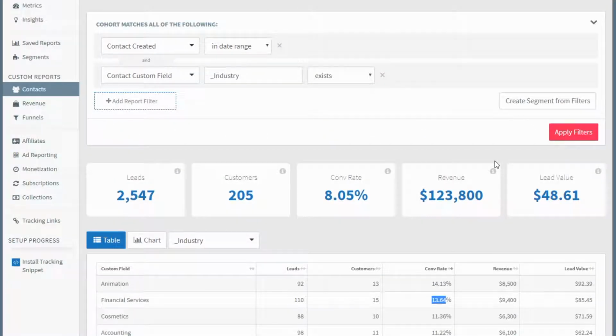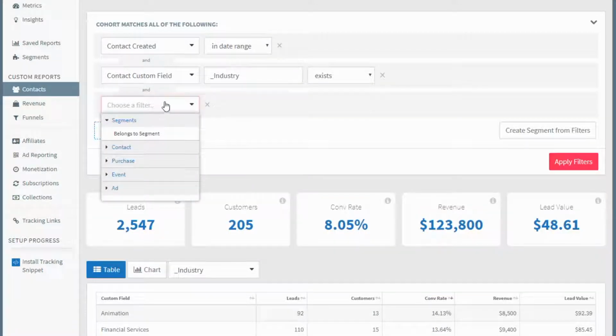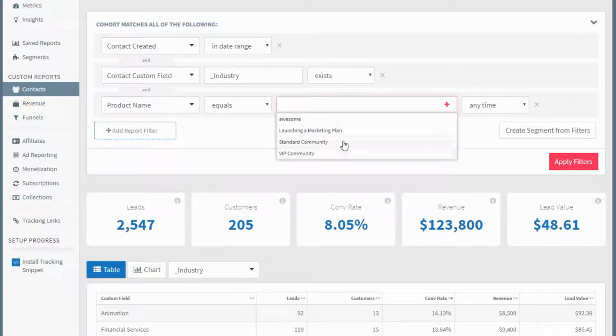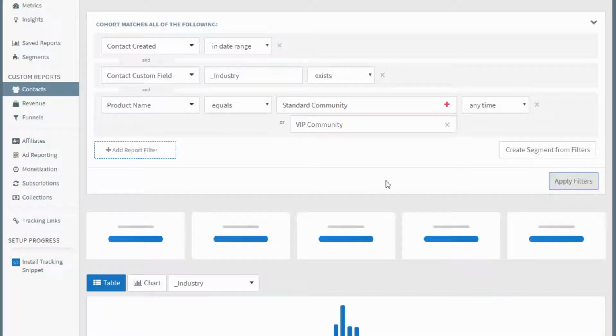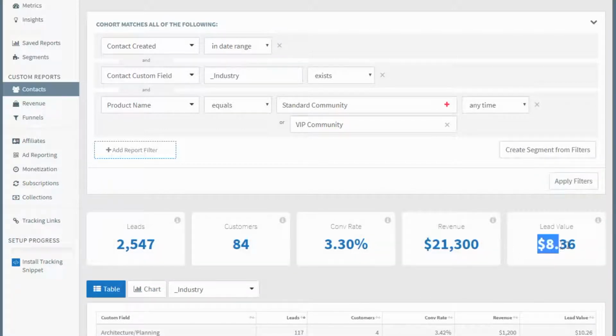So now we can start seeing how each of these industries is performing in our marketing. And we can use this filtering by other things as well. So we can say, I only want to see people who have purchased one of our subscription products, so standard community or VIP community. And what's that look like now? Now we're seeing that our lead value is suddenly dropping to that 836.